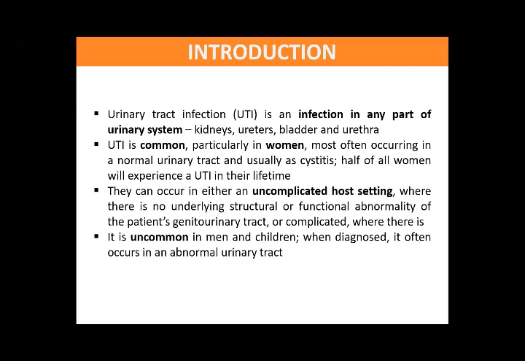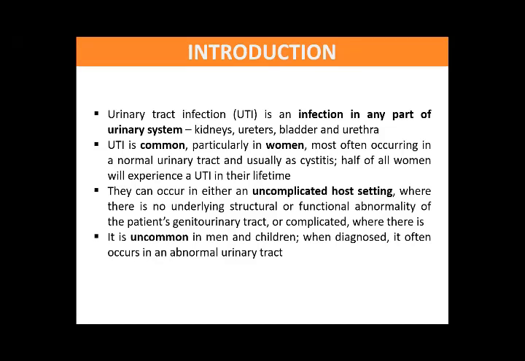Uncomplicated means there is no underlying anatomical, structural, or functional abnormality of the patient's genitourinary tract. While complicated means there may be some underlying structural disease of the urinary tract, may have a stricture, may have some anomalous ureteral position in the bladder, or may have another anatomical problem, maybe acquired or inherited, or there may be a functional abnormality of the genitourinary tract. So complicated means there is some underlying condition, either stricture or some other anatomical problem, which can lead to high risk for UTI. While an uncomplicated host is the normal patient who doesn't have any underlying structural or functional abnormality of the urinary tract. So that should be very clear.